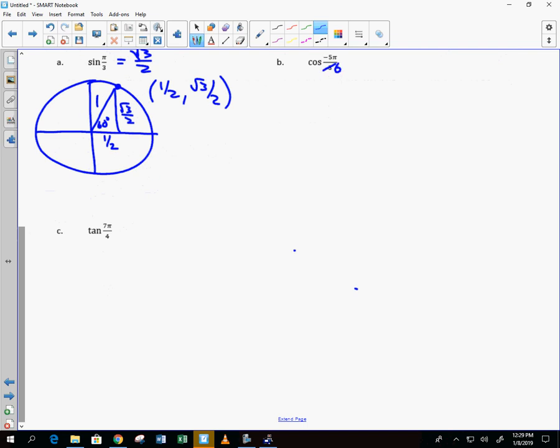All right, next one, letter B. Cosine of negative 5 pi, we're going to do over 6 instead of over 3. Negative 5 pi over 6. Can somebody convert negative 5 pi over 6 into degrees for me? Multiply by 180, divide by pi. You can see that the pi's cancel. 180 over 6 is 30 times negative 5. Negative 150 degrees.